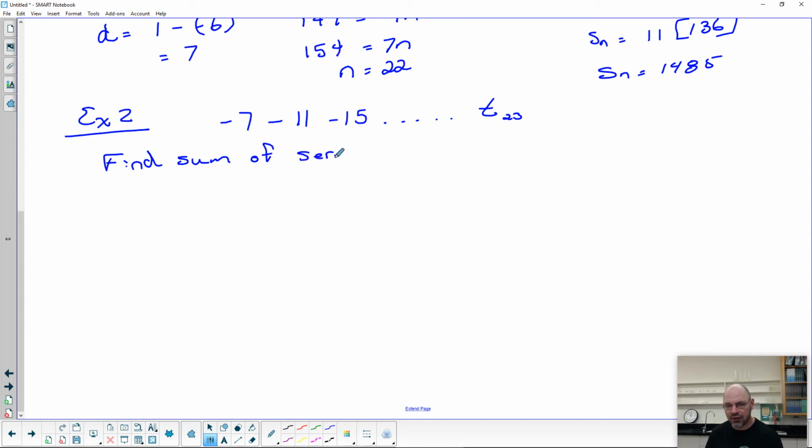Okay, so in this case, we have n, because there's 23 terms. We have the first term. We don't have the final term, so we can't use that first formula. We have to use the second formula. And we have to figure out what the common difference is. So -7 to -11 is -4. -11 to -15 is -4. So our difference here is a negative number in this case.